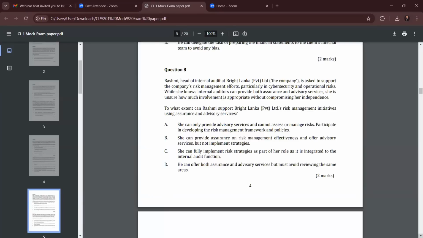So the examiner is asking, to what extent can Rashmi do this work? She can only provide advisory services and cannot assess or manage risk. Participate in developing the risk management framework and policies.